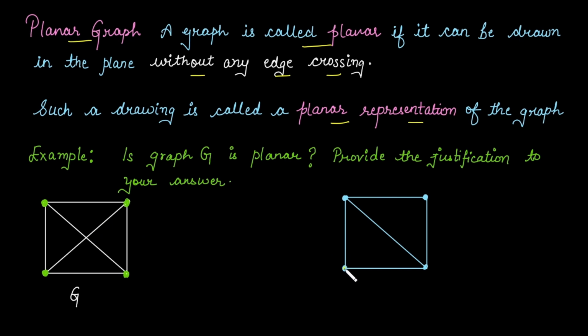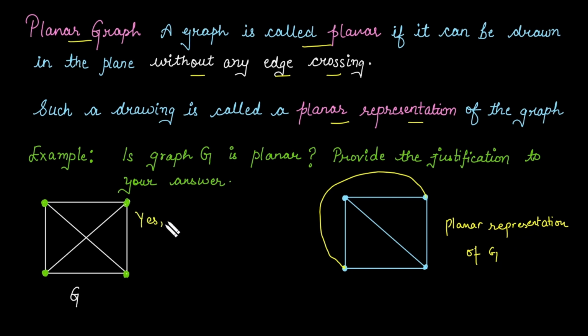So we can start this edge from here to here. So with this, there is no crossing of the edges. It means the given graph is planar, and this is called a planar representation of the graph G. And we can say that yes, the graph G is planar. And the justification for your answer is that planar representation.